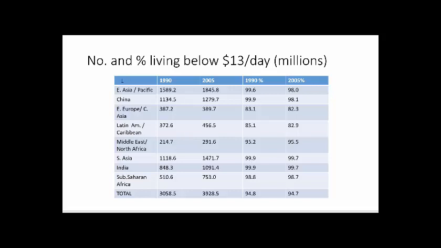This looks at the number and percentage living below $13 a day. So the previous two charts we saw below $2 a day and then between 2 and 13. And now we look at the total number living below $13 a day, which is still, above $13, you are approaching middle class. So in this sense, you still see that throughout the world and in the poor regions of the world, vast majorities of people were still at $13 a day or less in 2005.